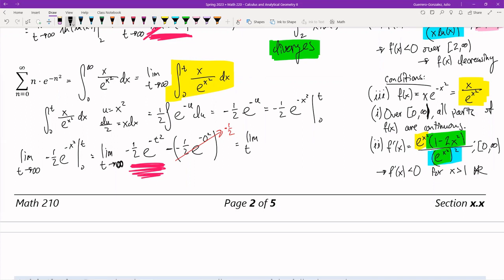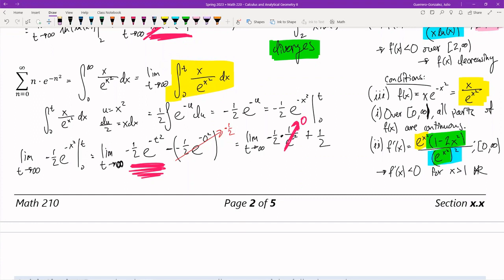limit as t goes to infinity of negative 1/2 times 1 over e to the t squared, plus 1/2. Let me write that nicer. Got it? Okay. Awesome. Like I said, this is still going to be the thing that's going to determine our divergence or convergence, right? As t goes to infinity, t squared is going to go to infinity, which means e to the t squared is going to go to infinity. And then we're dividing 1 by e to the t squared. So this whole piece right here goes to 0.